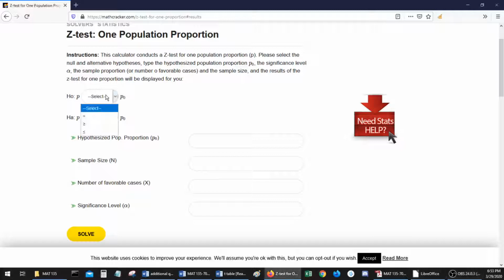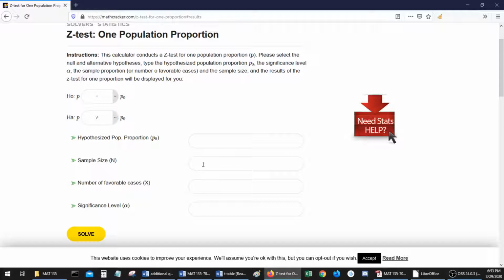First, we select the null hypothesis. I don't even know why they give you these two. It should always be equal for the null hypothesis. And our alternate hypothesis, remember for this test, we did a not equal to, two-tailed test. Now you just plug in the numbers.